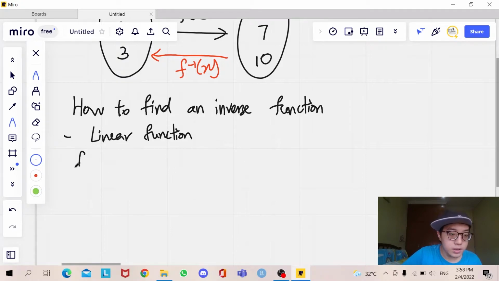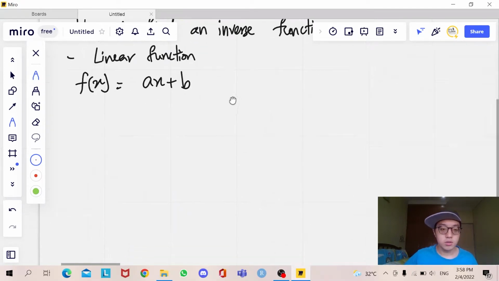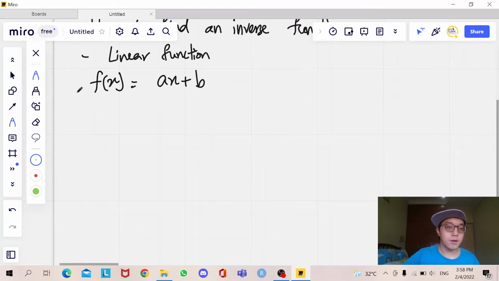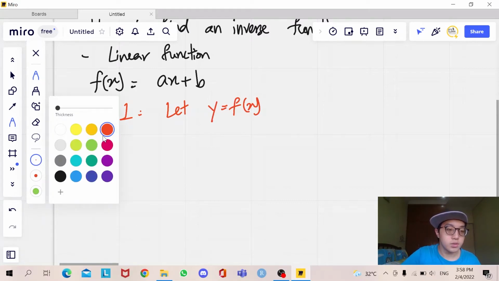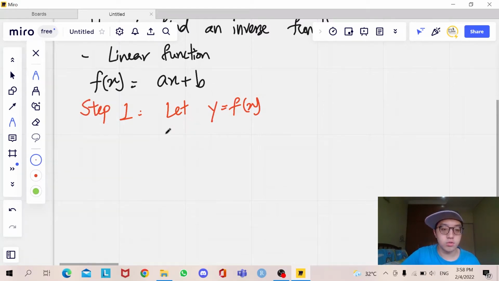So f(x) = ax + b. How do you find the inverse? We're going to do step 1. Let y = f(x). So we will change this whole thing to y = ax + b. Then we have step number 2.